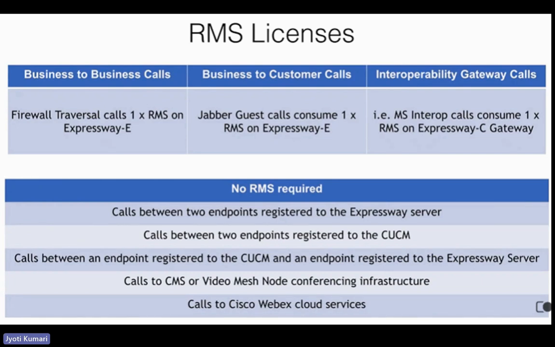This is something you should know from a licensing point of view, where you would require what kind of license. So RMS is required for business to business calls, traversal calls, business to customer calls, and interoperability gateway calls, where you have to have a third party integration, like for Skype for Business, Teams nowadays, which is used. So with any third-party solutions, or to make any firewall traversal calls, or for Jabber clients calling through the Expressway, or accessing any services or resources from the enterprise through the Expressway, we would require an RMS license.